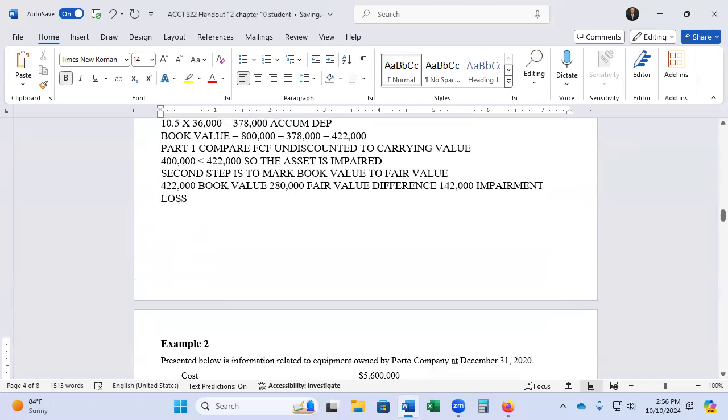Any questions? If there are no questions, take a look at example 2, and just see if you can pencil in part A. I'll give you a couple minutes for that.